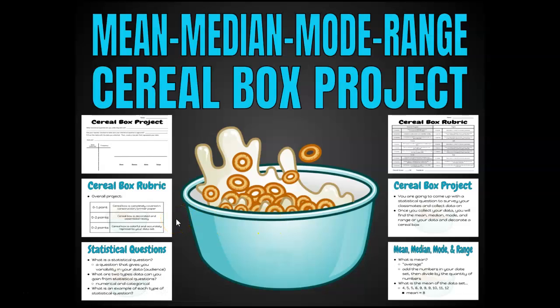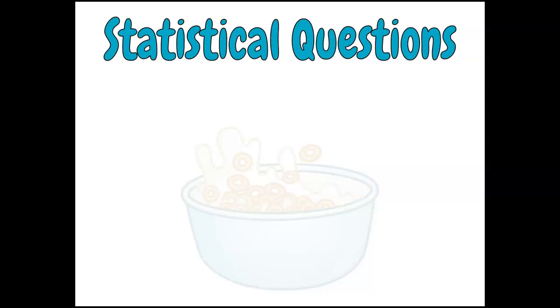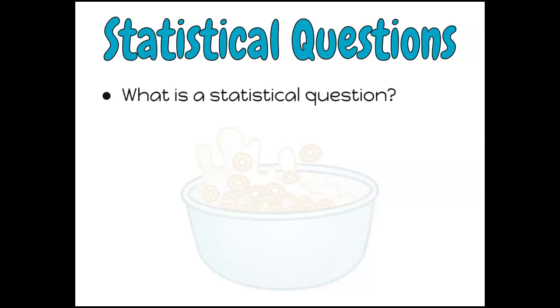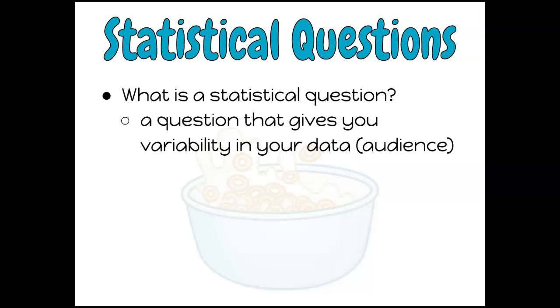Okay, we have made it to the end of our data unit, and we are going to end this unit with a project. What you're going to be doing is creating a cereal box that has to do with a data set. Your first thing that you need to do is think of a statistical question. What is a statistical question? It is a question that gives you variability in your data or your audience.